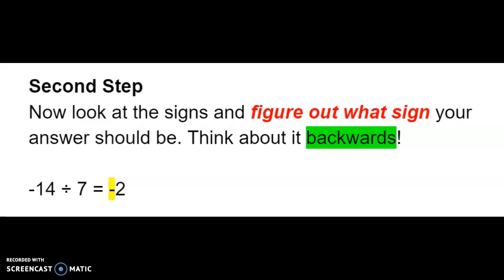The second step would be to look at the signs and figure out what sign your answer should be. You probably need to think about it sort of backwards, almost like that 14 is going to be your answer. I'll show you what I mean. I'm looking at my negative 14 divided by my 7, and I'm thinking about what goes here. A negative would go here.